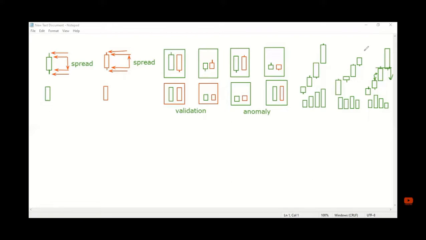So this is the uptrend market situation. The same thing we can say for the downtrend market. So when the market condition is like this one: first, second, third, and fourth.